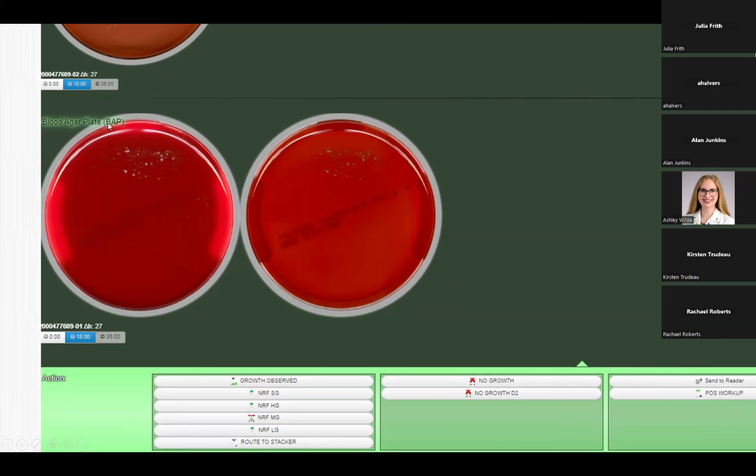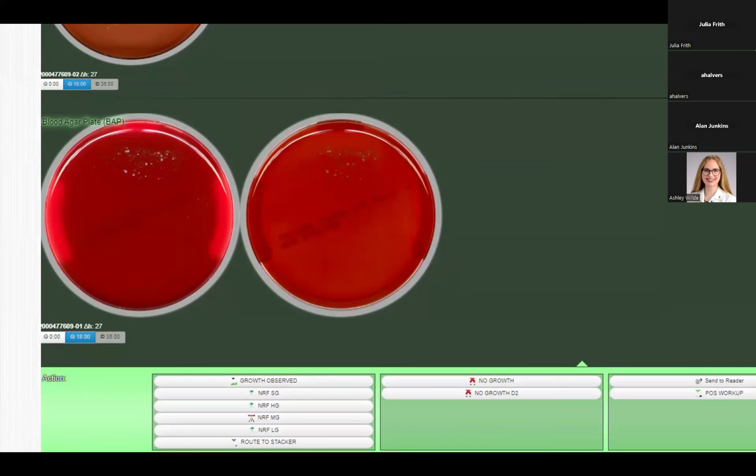In this case, I'm going to look at that and say, this is normal respiratory flora. There's nothing here that I'm interested in. So I'm going to come right down here and say light growth normal respiratory flora. That is going to send the report immediately into the lab information system. It's going to get reported in the chart at 18 hours, light growth normal respiratory flora. Now notice you can see here, this is the 18-hour read.